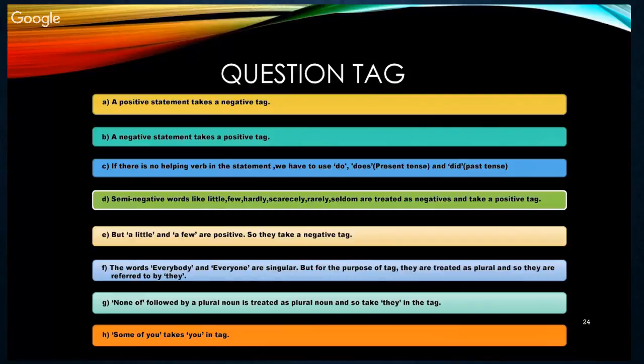The words everybody and everyone are singular, but for the purpose of the tag, they should be treated as plural, and so they are referred to by they.